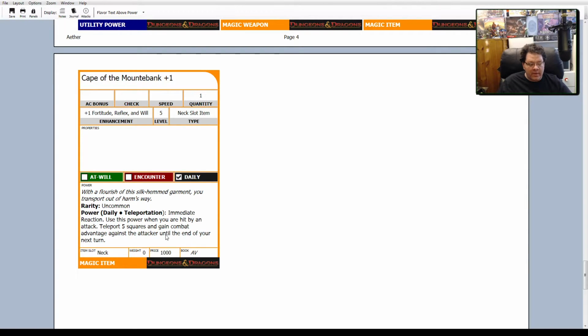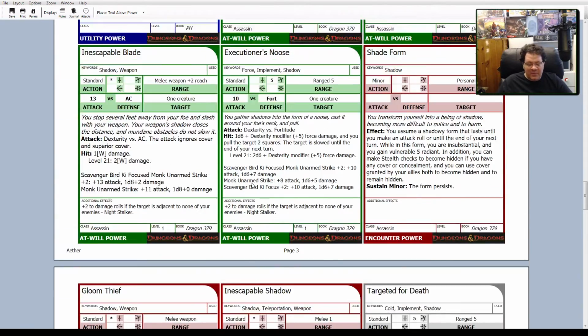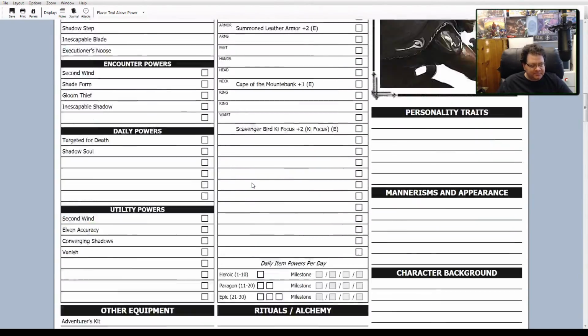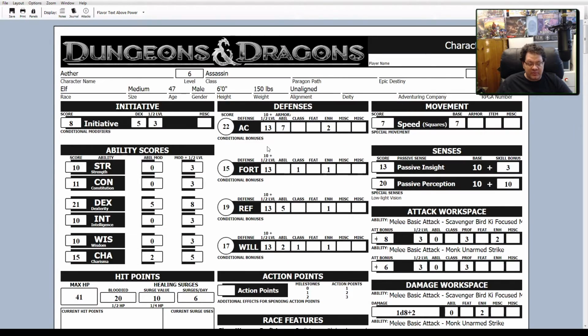This, however, is a reaction. When you're hit by an attack, I can teleport 5 squares and gain combat advantage against the attacker until the end of my next turn, and that's a daily ability. So another thing that lets me teleport. Who would have thought? So yeah, this is my version of Aether from a 4th edition perspective.